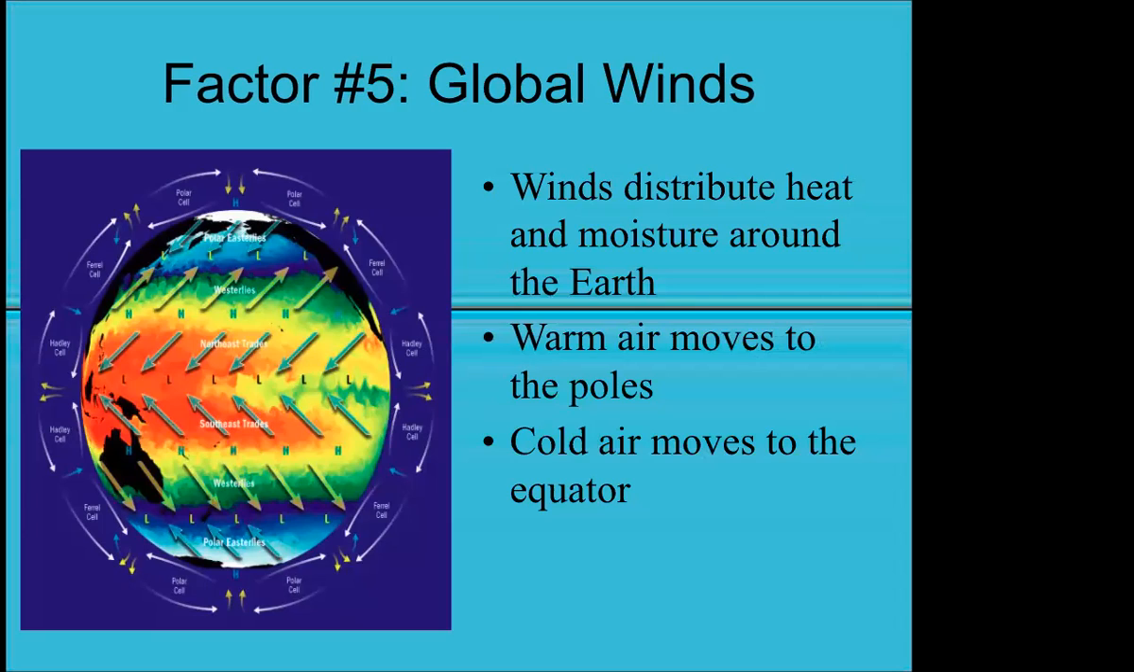Number 5 are global winds. These are winds that distribute heat and moisture around the earth. So warm air moves to the poles and cold air moves to the equator. Warm to the poles, because warm air does what? And cold air drops, it sinks. Cold air is much more dense, so it sinks, and the warm air rises.